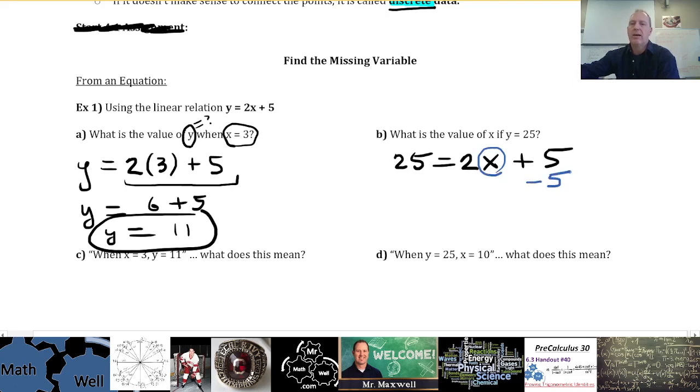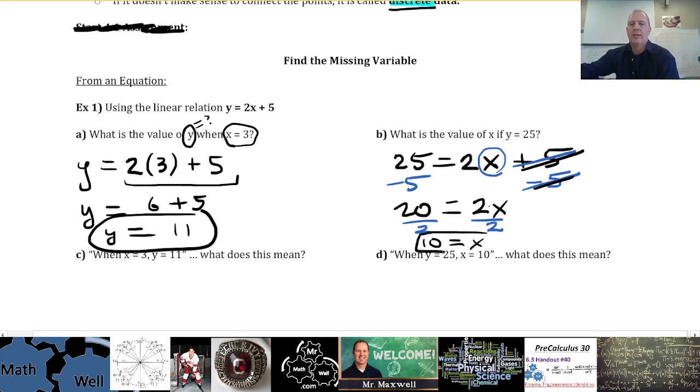So I have to take away 5 here from both sides to eliminate this plus 5 on this side. So this is going to be 25 minus 5, which is 20 on this side. And these 5s are gone, so it's just 2x on this side. All right, we're getting close. Now I further isolate x by taking this 2 away. And again, this is a 2 multiplied by x, so I'm going to divide by 2. And that's going to give me, on this left side, 10 equals x. So x equals 10 is your answer for B.